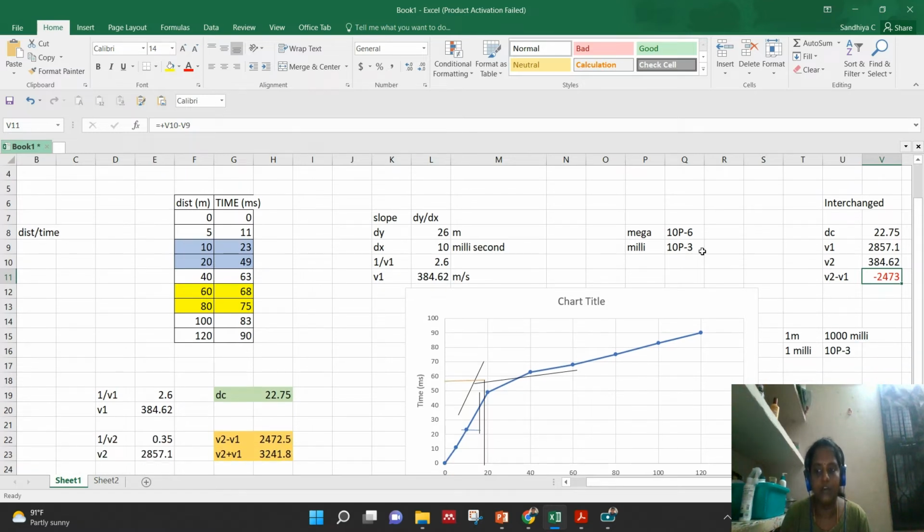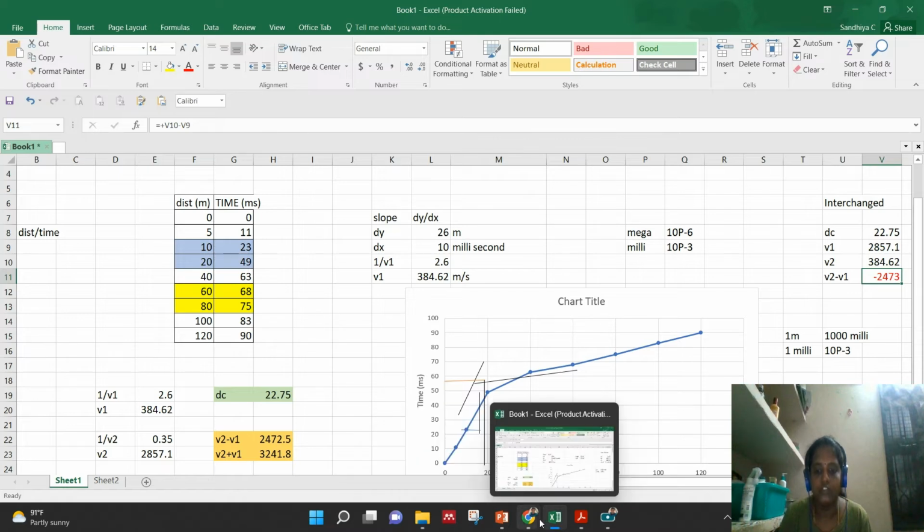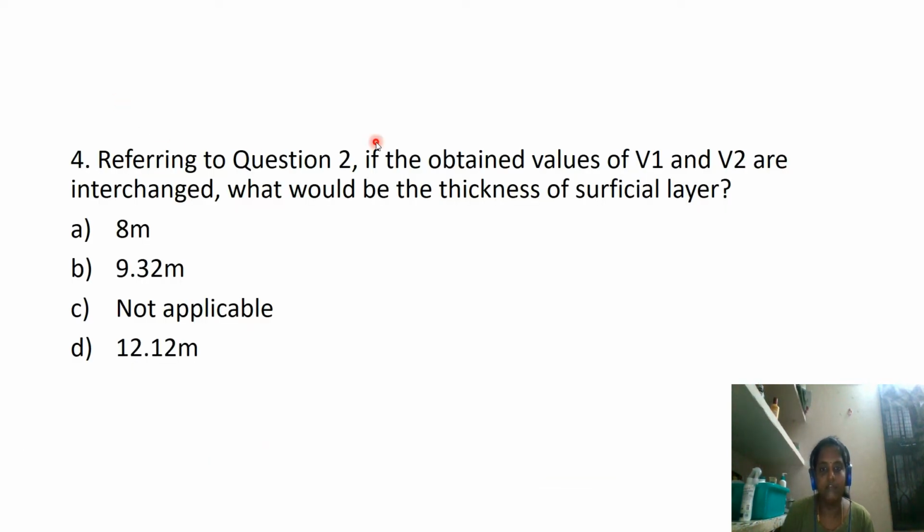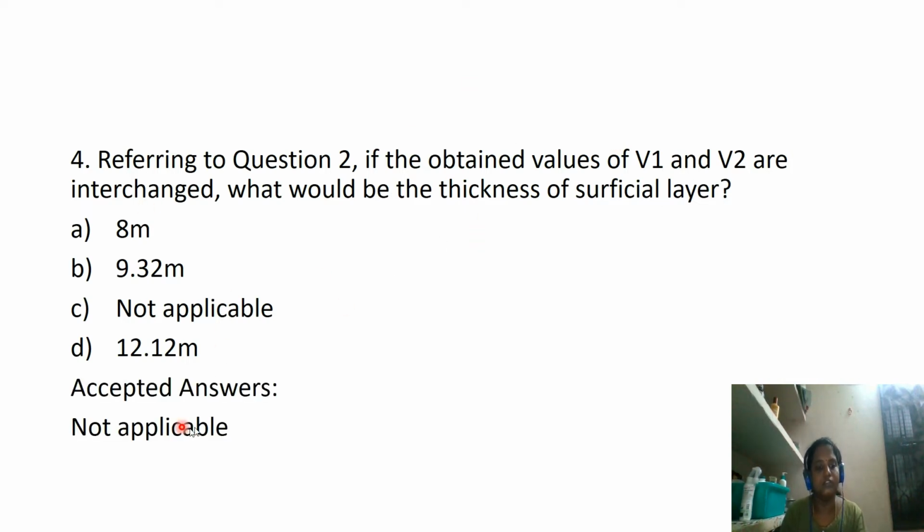So it is not possible, as we cannot find the square root of that negative value. So when the V2 and V1 values are interchanged, the thickness is not applicable. We cannot use that value for finding the thickness. So that is the answer.